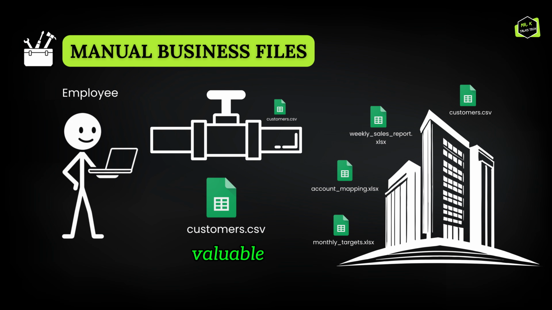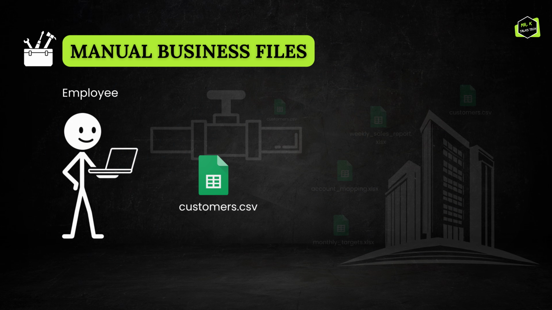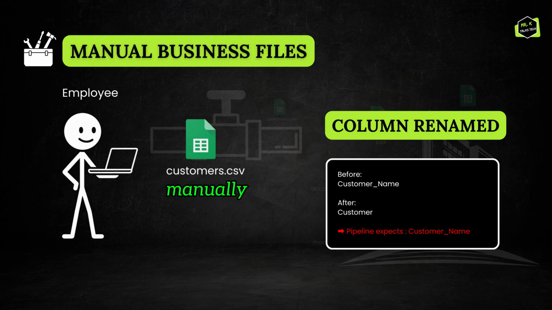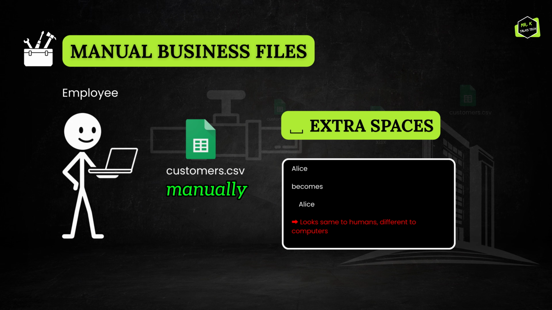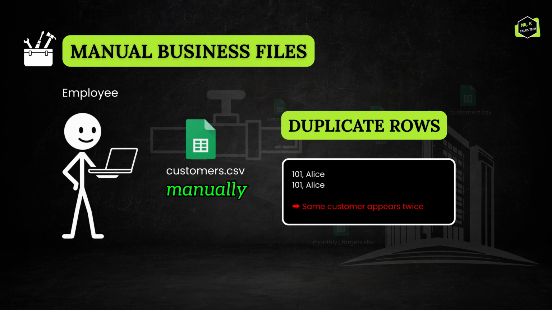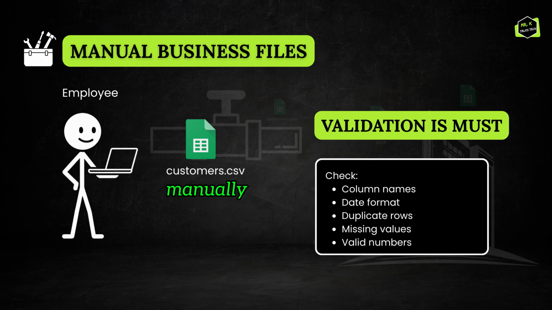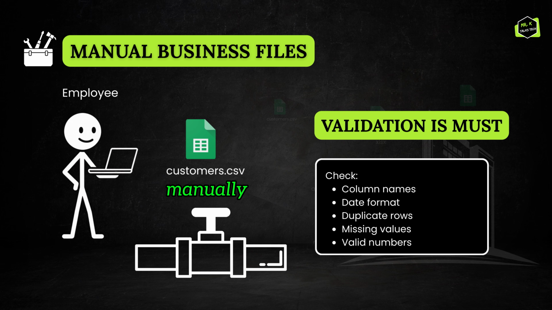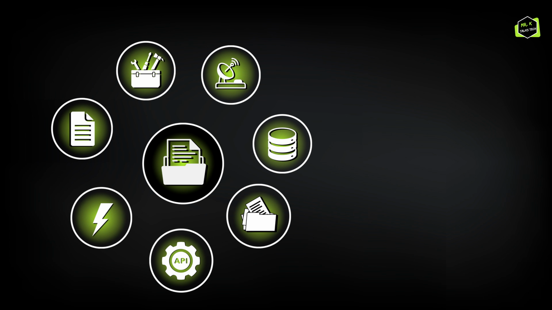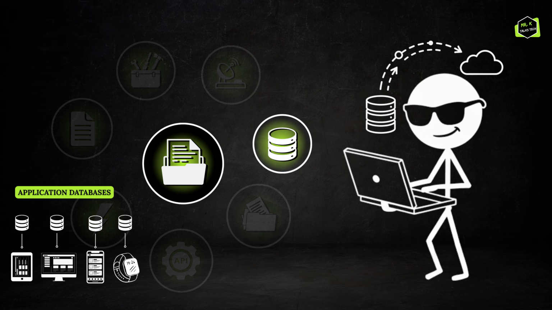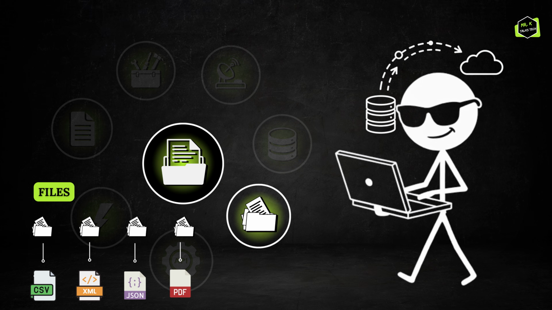This data can be valuable, but it is also risky because humans create it manually. A column may be renamed. Someone may type a date in a different format. A value may have extra spaces. A file may contain duplicate rows. So, for manual files, validation is not optional. You need checks before the data enters the main pipeline, otherwise, one small spreadsheet mistake can show up in a company dashboard.